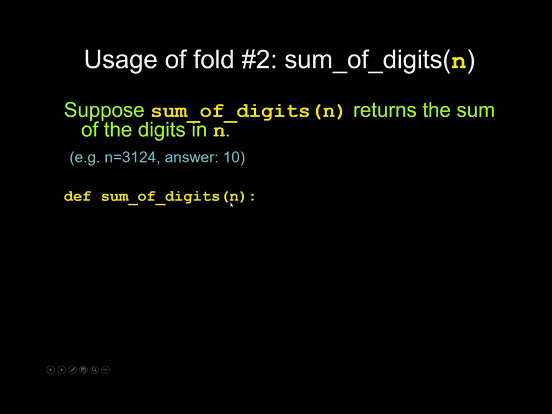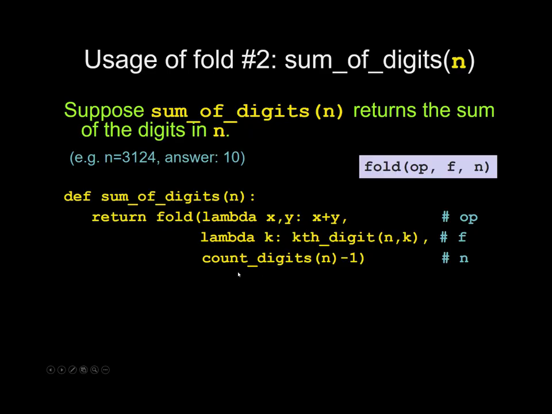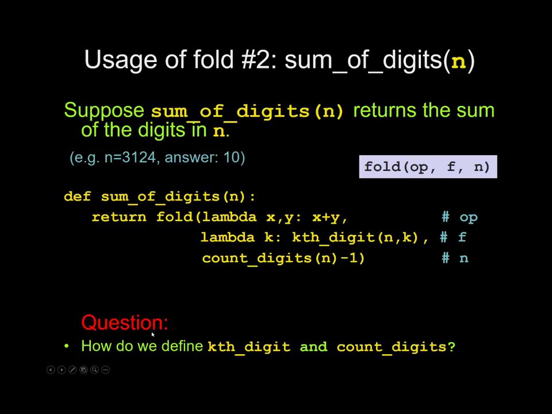Define sum of digits and return for lambda x comma y, x plus y. So this is op. Lambda k is the kth digit of the number n at k positions. So this is the function that we need to apply in the for. And count digits is the number of digits that we are adding. So we leave it to you to find out how to do kth digit and count digits. This should be easy.